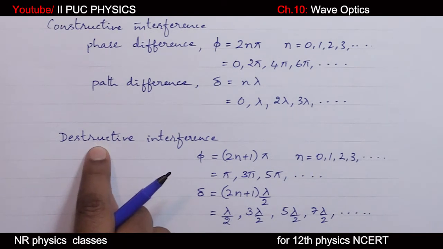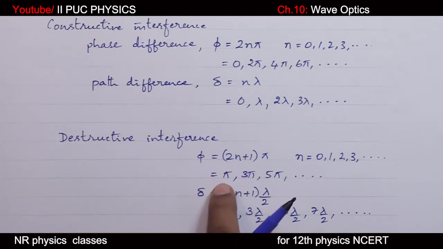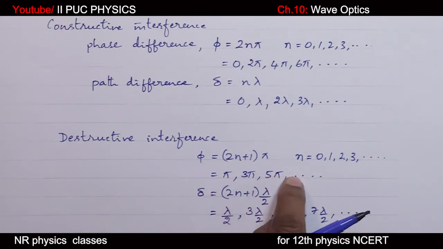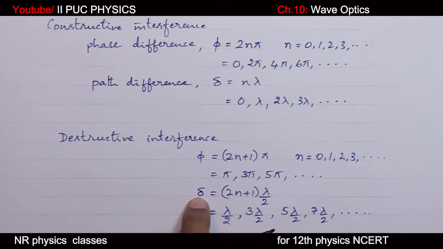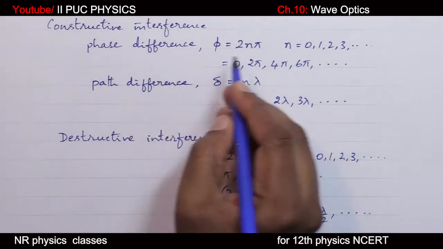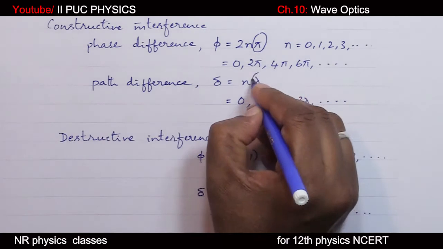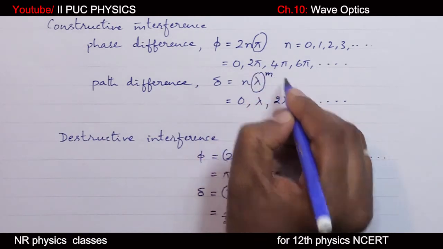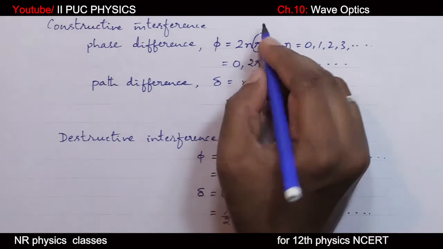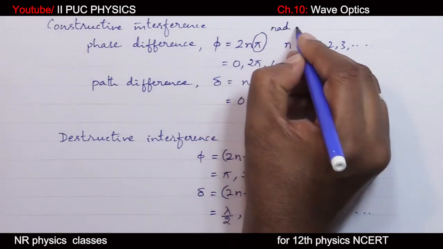So condition for destructive interference in terms of phase difference is odd integral multiple of pi. Path difference between the waves must be half odd integral multiple of the wavelength. So phase difference means it should be in pi. Path difference means it should be in lambda. Lambda, path difference, meter in terms of length, meter. Phase difference in terms of radian. Okay.